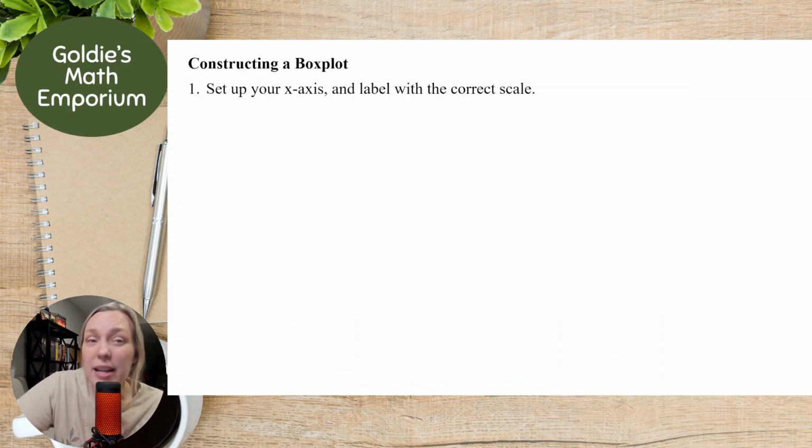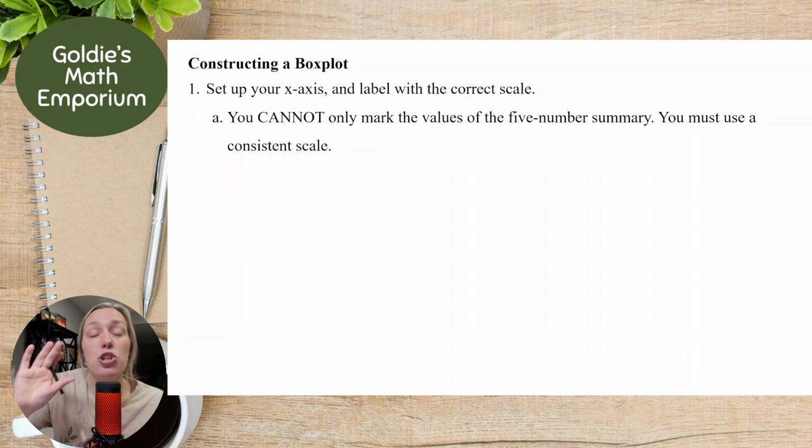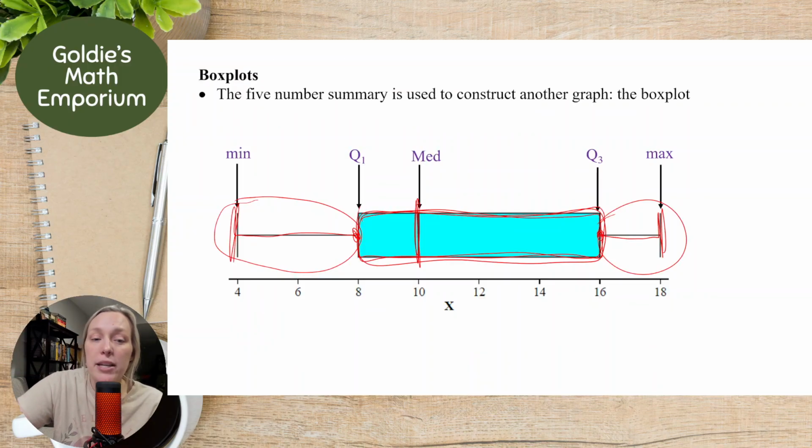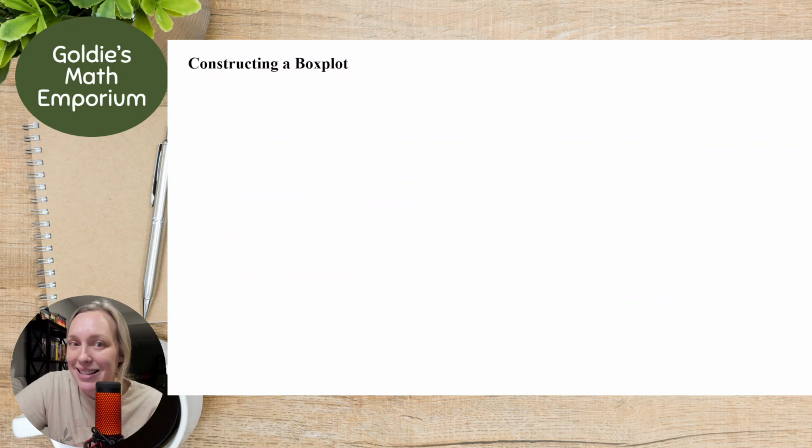So constructing it, here are some steps if you're more of a follow-the-steps kind of person. You set up your x-axis and you label with the scale. Make sure that you label with a consistent scale, like we do with other graphs. We don't want to only mark the values of the 5-number summary. So if you go back here, notice how x goes up by 2. I'm not just marking off where the 5-number summary is. You want to make sure that you have a consistent x-axis there.